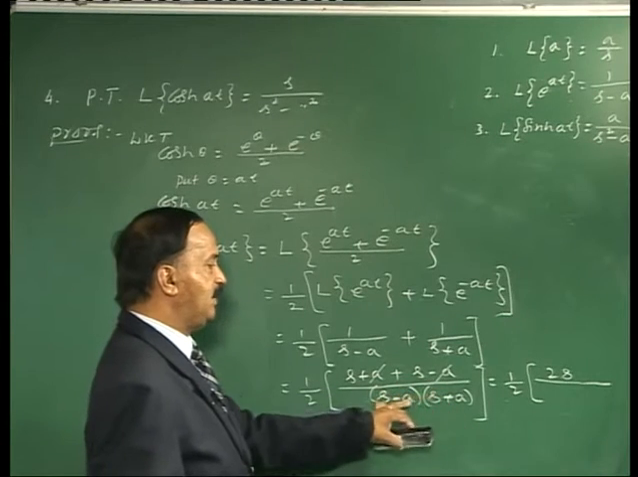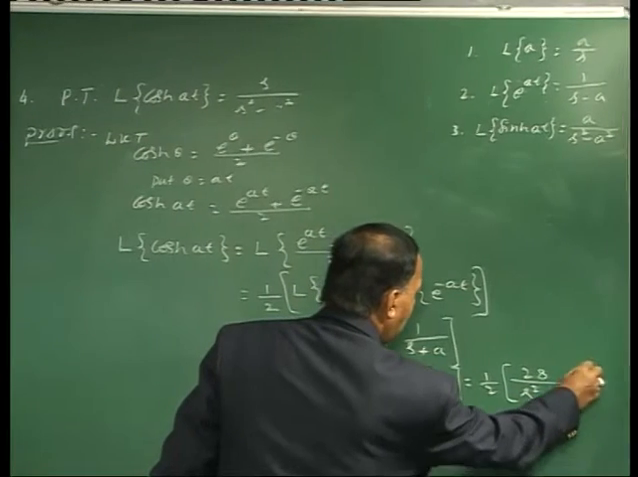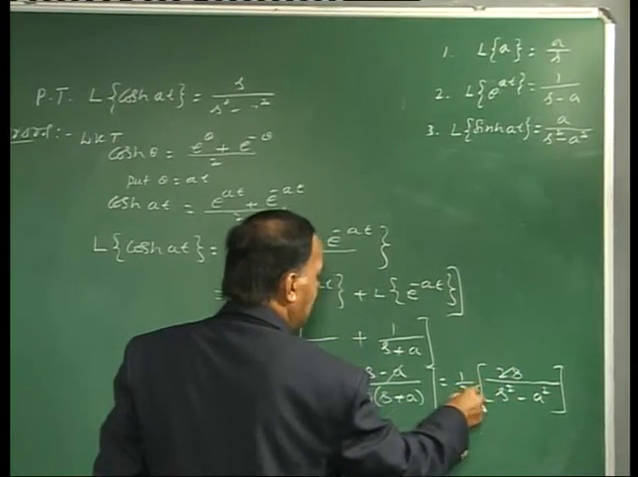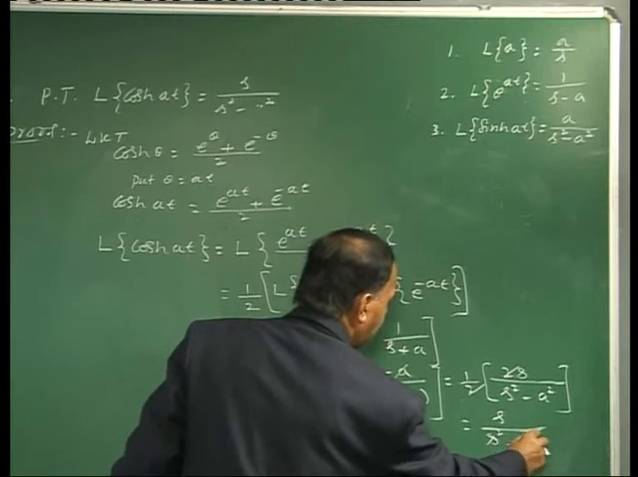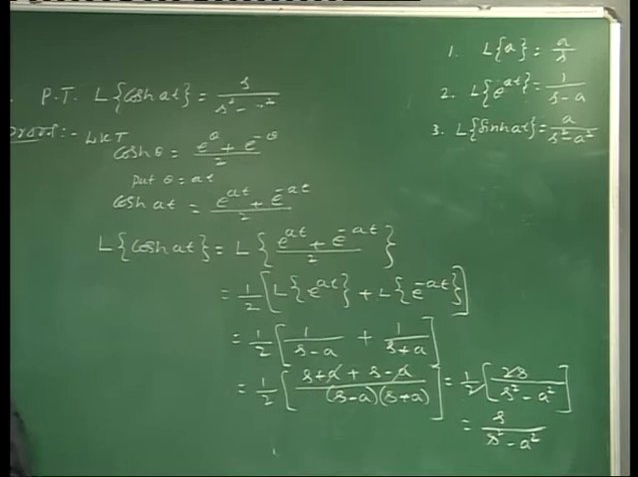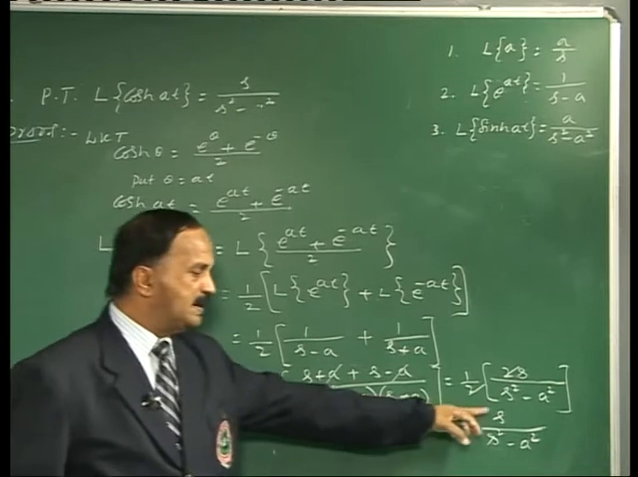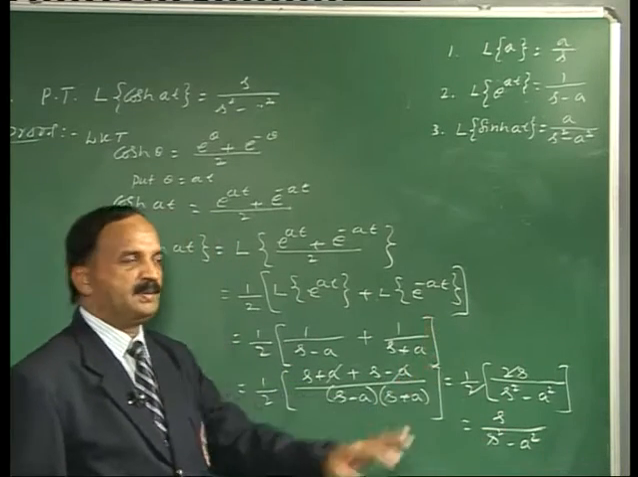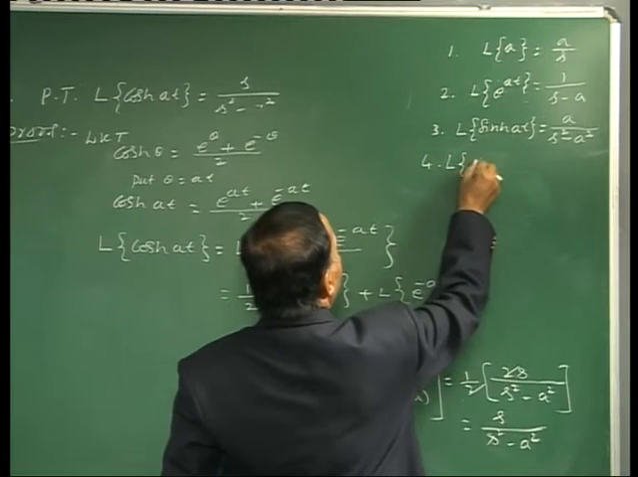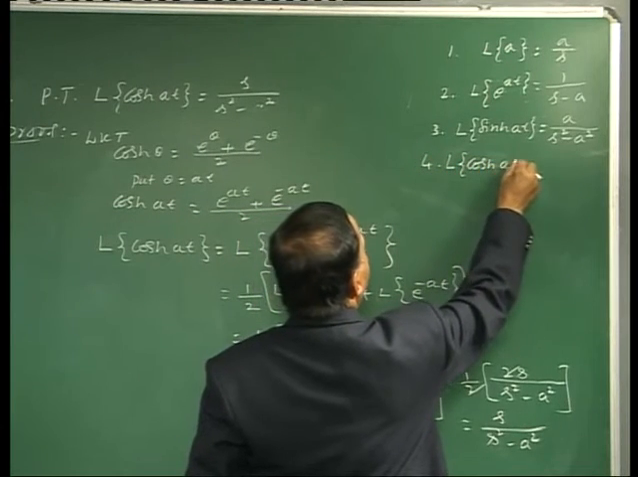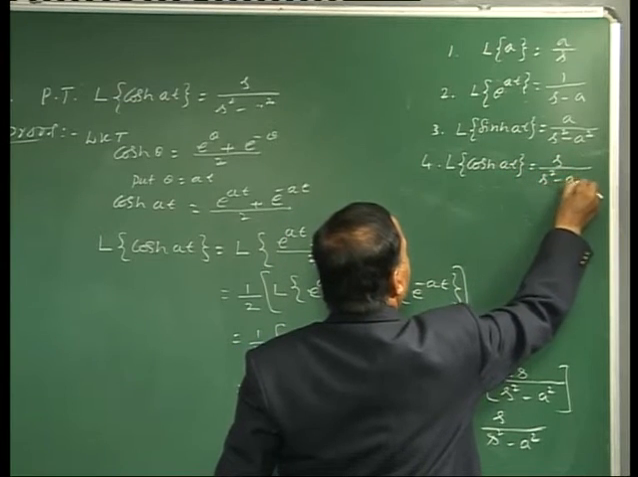That means here s square minus a square. So a square minus a square, that is 2 cancelled. That is equal to s by s square minus a square. That means here L of cos hyperbolic at is equal to s by s square minus a square. That is number 4. So L of cos hyperbolic at is equal to s by s square minus a square.